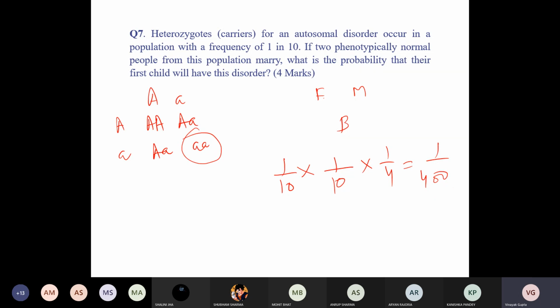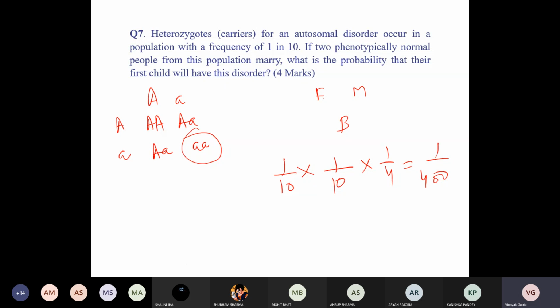And it is not possible if one of the parents is not heterozygous. Both should be heterozygous, only then it is possible. Like it is mentioned here, two phenotypically normal people. So if you consider one normal, then what is going to be the case? But from the language of the question, it's very clear that both are heterozygotes. We cannot consider normal here, so we should not go in that direction.